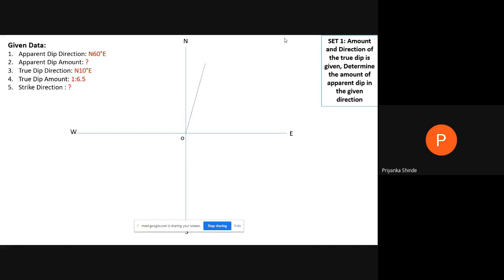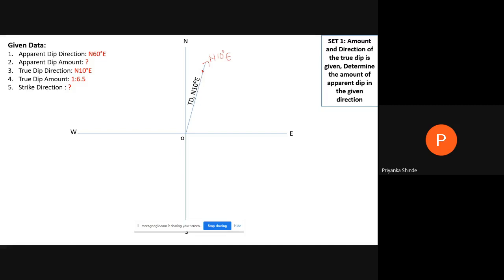Then see here, we have to draw the north 10 degree east direction. That is nothing but the true dip direction. Then the amount given on this direction is 1 is to 6.5, means along that line from point O we need to measure 6.5 centimeter distance. So that is your true dip amount.